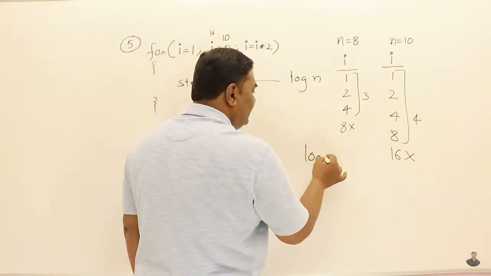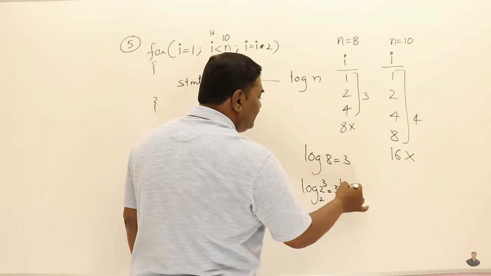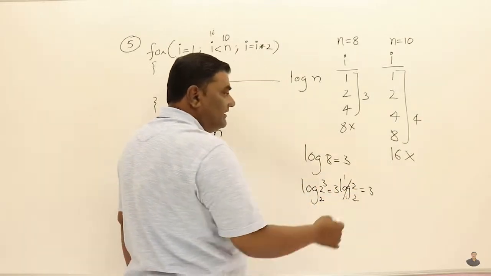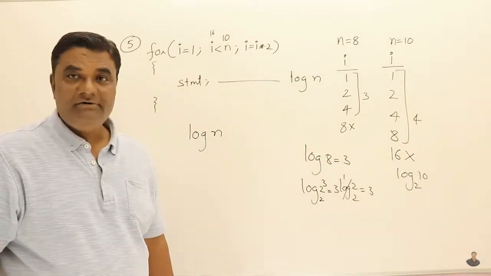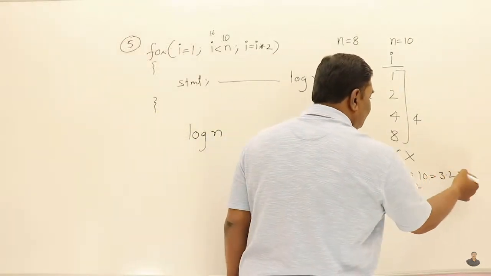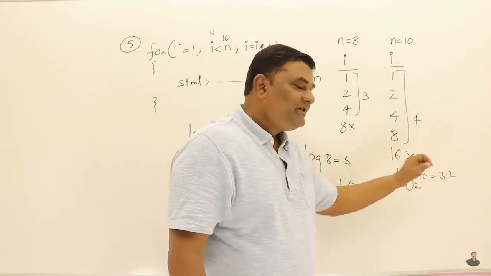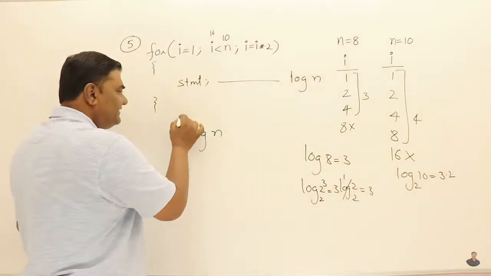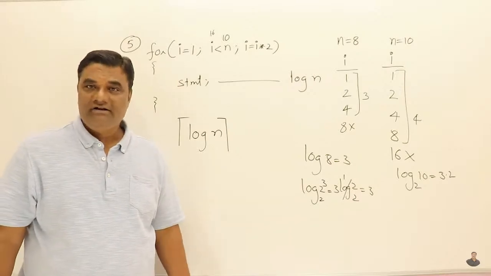If I find log 8, it will be 3. How? Log 8 is written as log 2 power 3 base 2, and it is written as 3 log 2 base 2, and this is 1, so the answer is 3. Now in the same way, if I find log 10 base 2, 10 is not an exact power of 2, so I will not get an integer value, I will get a decimal value, right? So let us take as an example 3.2. I got 3.2, but if you see the number of times repeated, 4 times, so it should be taken as the ceil value. So this log should be taken as ceil. When you use log, sometimes whether it is ceil or floor is also important.